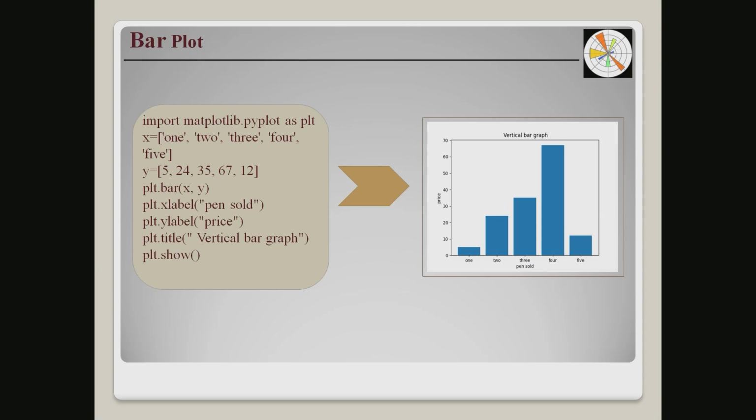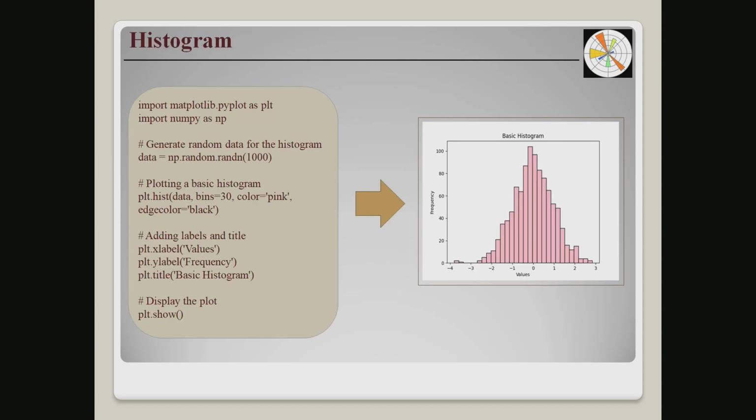If you want to create a horizontal bar graph, you have to change the method. The bar method is for vertical. If you give barh, it will create the horizontal graph. So the default bar is a vertical bar graph.